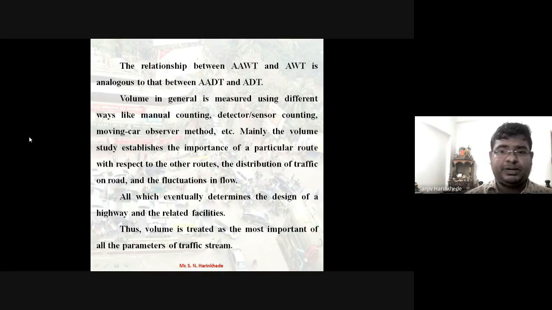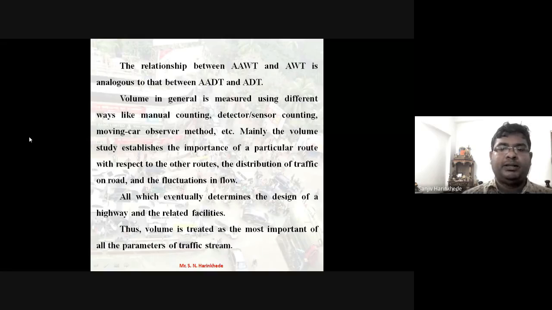The relationship between AWT and AAWT is analogous to that between ADT and AADT. Volume in general is measured using different ways like manual counting, detector sensor counting, moving car observation method, etc. As we know, in the last lecture we have discussed the various methods to calculate the traffic volume. We saw that we can do it manually or by using instruments.